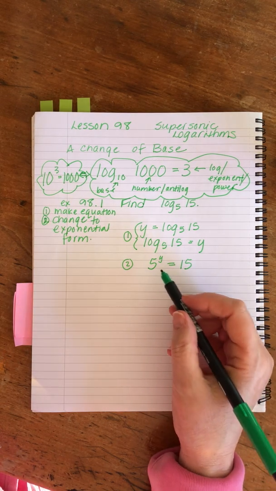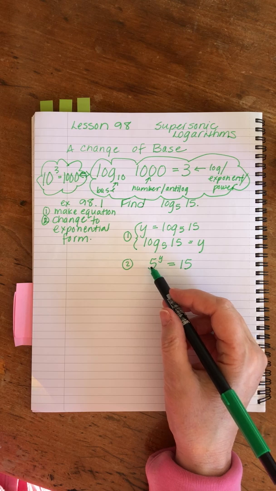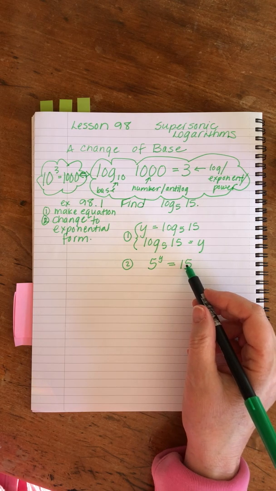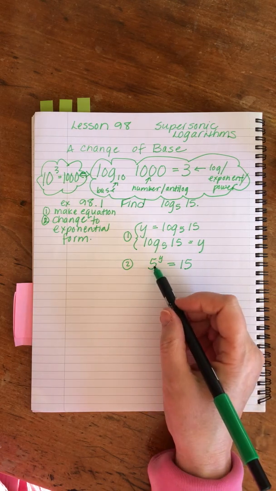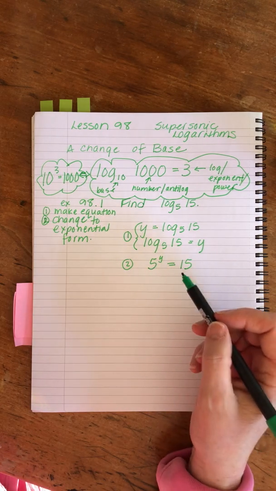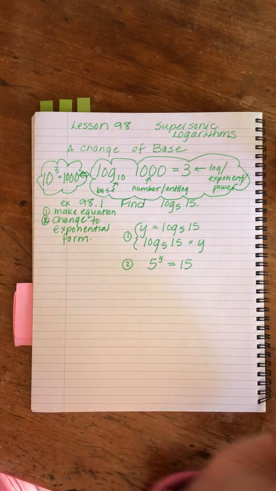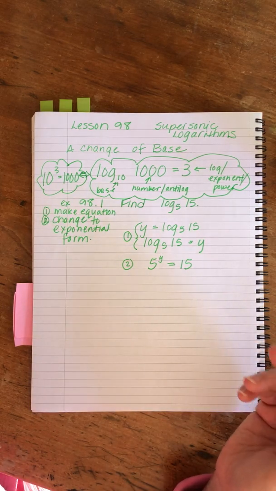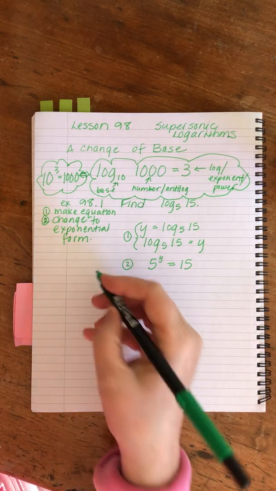Okay. And at first it looks exciting because it's like, 5 raised to what power equals 15? We should be able to do that. It ends in a 5. No, it doesn't. 5 to the first power is 5. 5 to the second power is 25. So it's 1 point something, but we can't just figure it out in our heads.